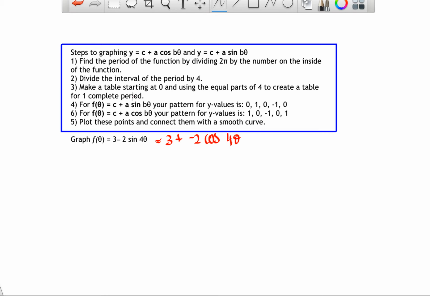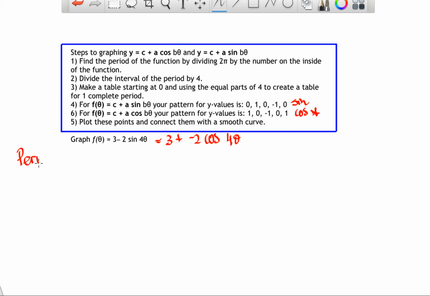We're going to create a table. We're going to use the pattern for the sine. So this was our sine pattern, and if it's a cosine, it will be this one. So I'm going to use this pattern, so I should see this in my table, and then I should be able to plot the points. Well, after I finish the table. So let's see what we have for this one.